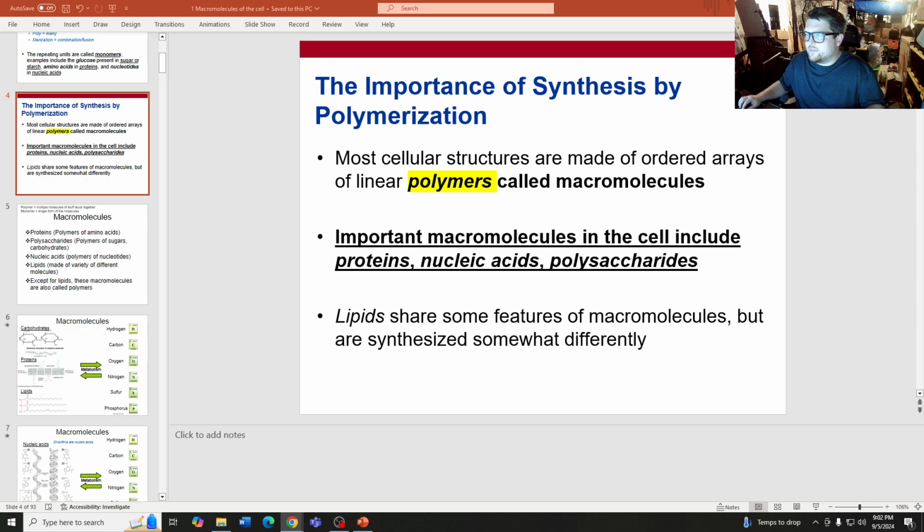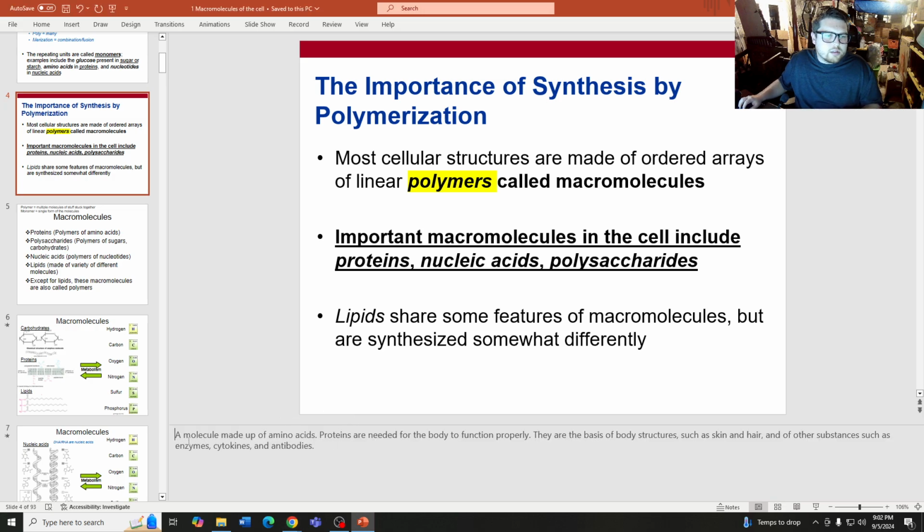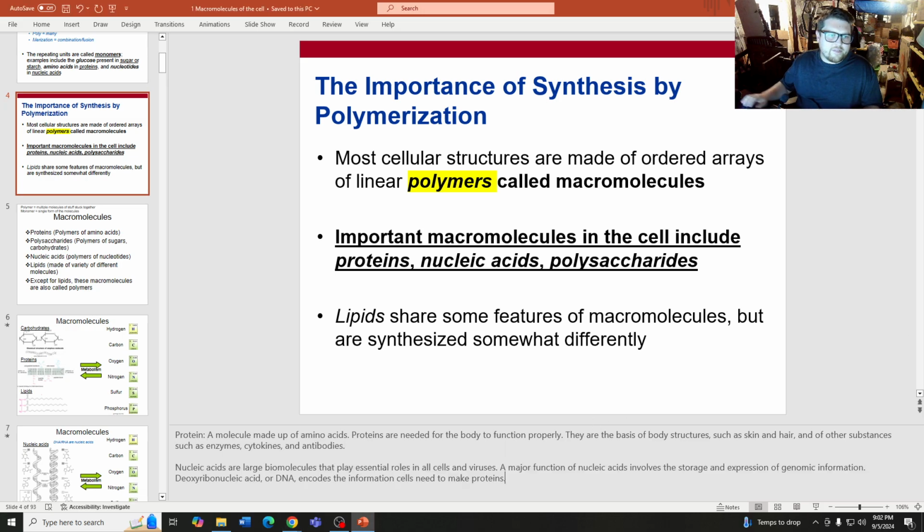I'm going to put everything in here, and we'll keep adding more and more to this. So we look at what a protein is. The protein is a molecule made up of amino acids. It's needed for a lot of functions. We're going to spend a ton of time talking about proteins. Proteins make up a bunch of stuff in the body. Very, very important. Nothing really happens without proteins.